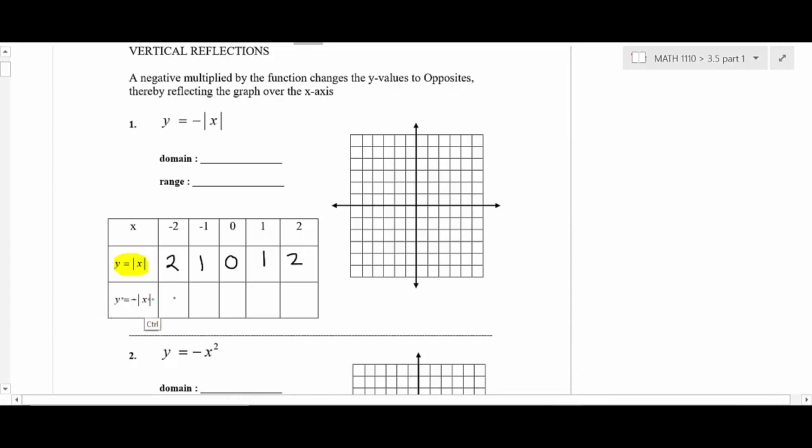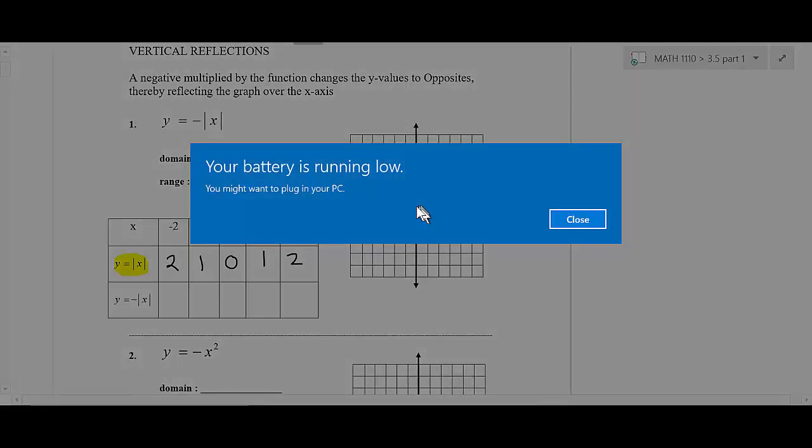So we're going to go ahead and plot that. So go ahead and plot those points. So we have negative 2, 2, negative 1, 1, 0, 0.